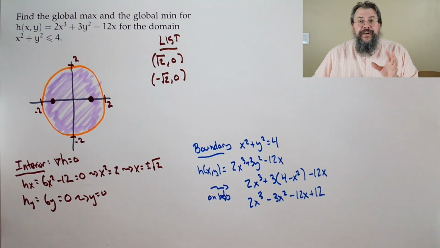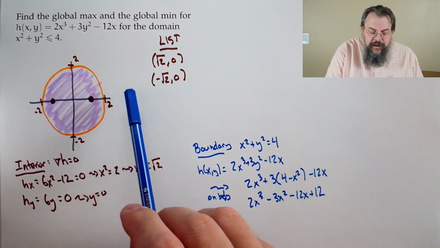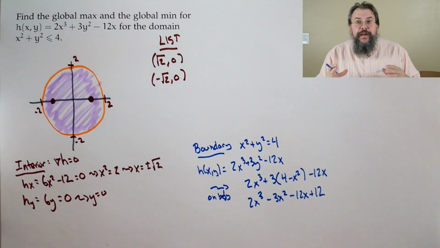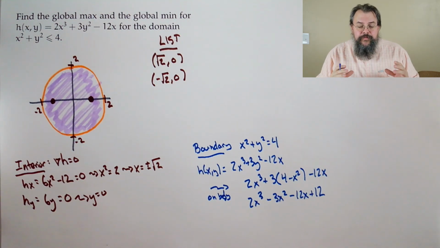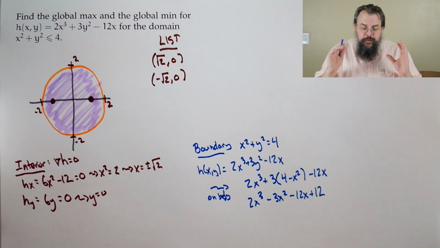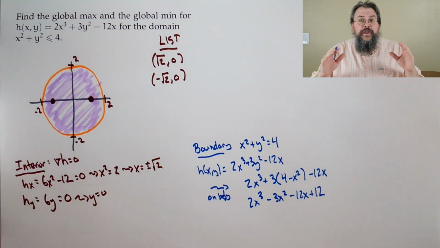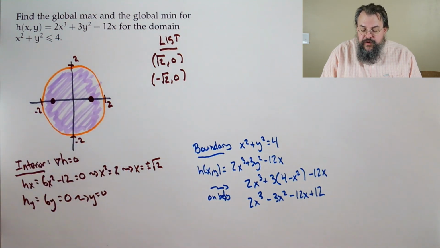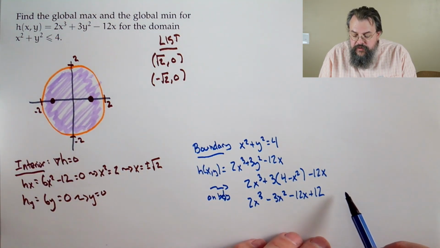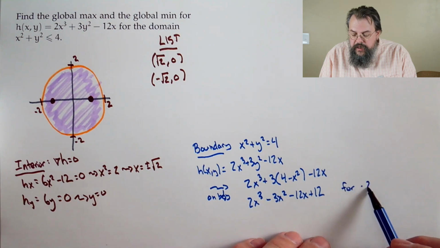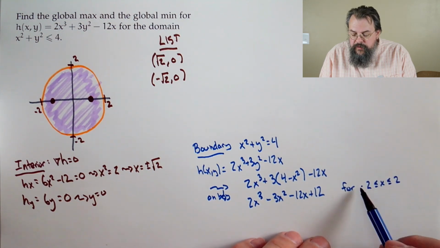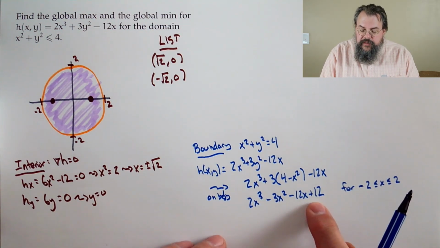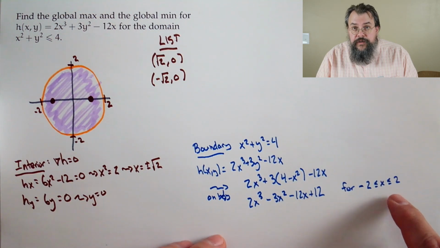But look at our picture. We can't take arbitrary choices for x because we're constrained by the fact that we have to be in the circle. So we do have this function with the additional constraint that says, look, we only go between -2 and +2. So on the boundary, it's this function for -2 less than or equal to x less than or equal to +2.